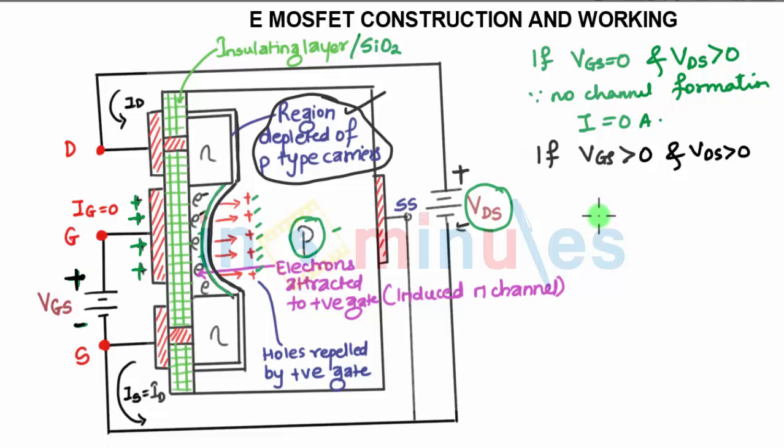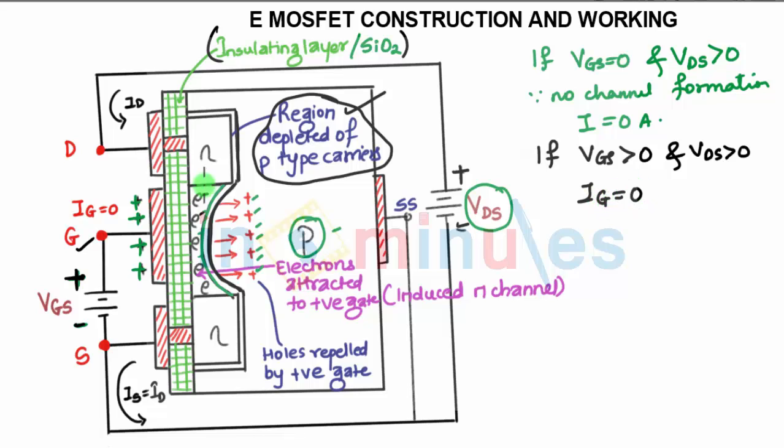They cannot move into the gate terminal, as I have told you, because there is an insulating layer of silicon dioxide, which will not allow the movement of electrons into the gate. Hence there is no current in the gate. We can say Ig is 0.